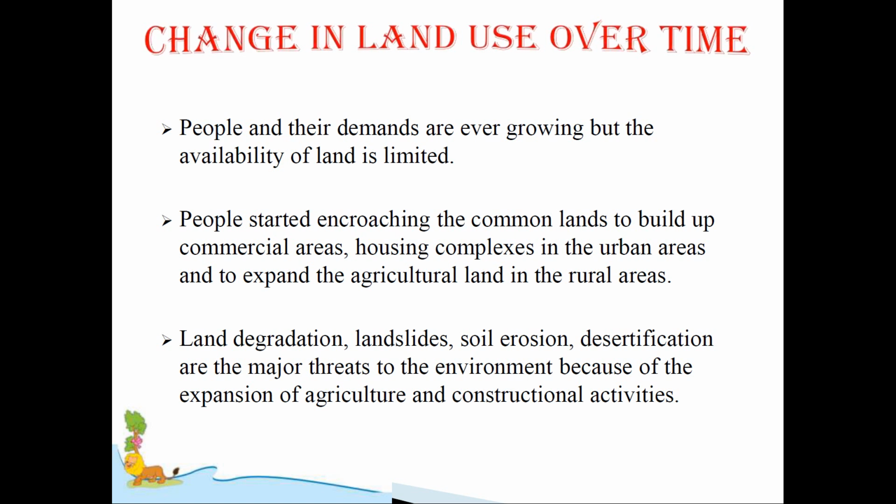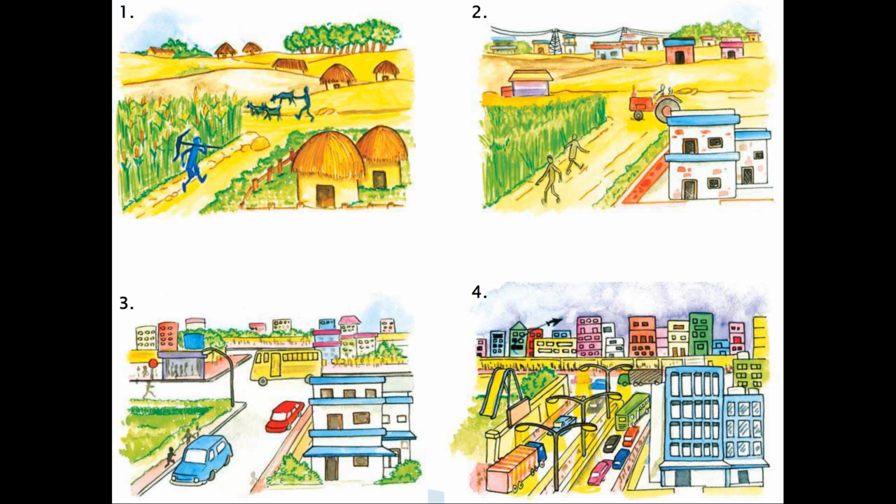Then desertification, day by day. If there is no proper water, then a specific area becomes desert. For example, as per the scientists, a specific part of Marathwada, Vidarbha, will become desert after a few years because there is no water, isn't it? These are the major threats to the environment because of the expansion of agriculture and constructional activities.